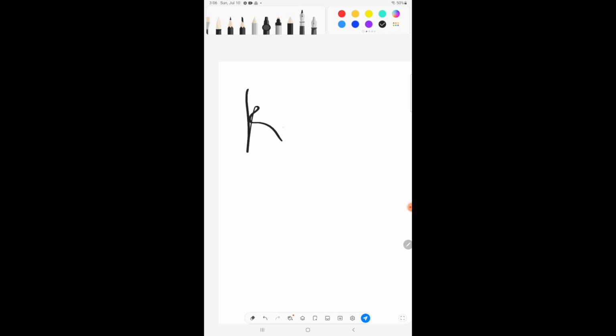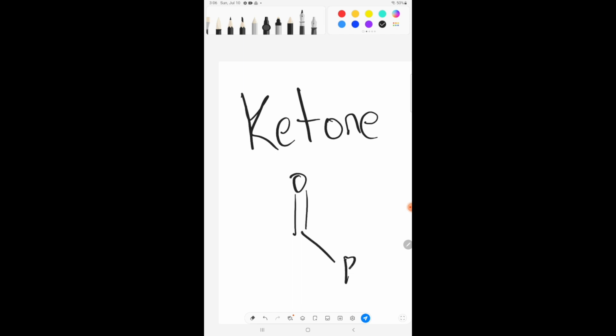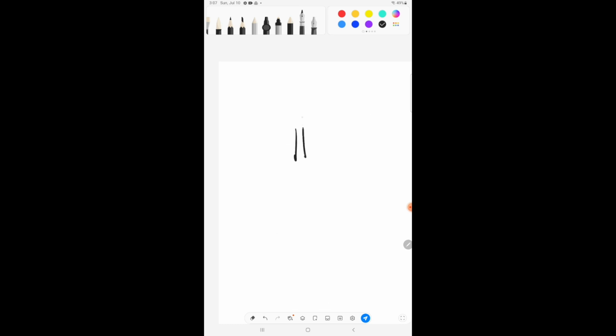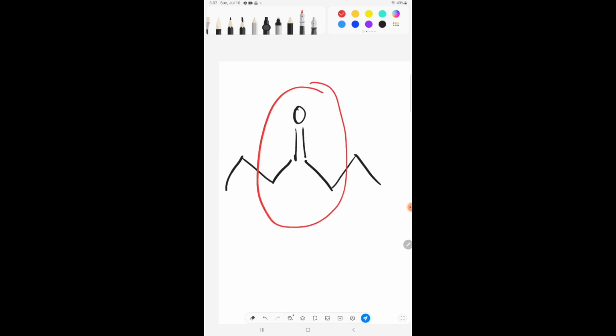A ketone. Really bad at drawing K's on this. Ketone. It's a double bonded oxygen with 2 R groups. So there is no hydrogen. These R groups are strictly carbons. Or, yeah, they're just strictly carbons. So we could have a molecule like this. And this would be the ketone.